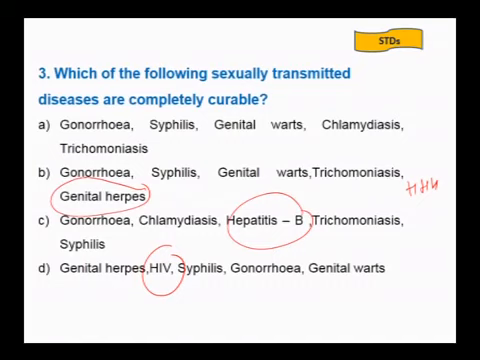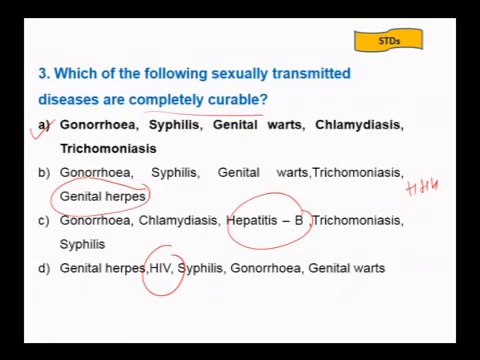So what does the question say? Which of the following sexually transmitted diseases are completely curable? This is the right option: gonorrhea, syphilis, genital warts, chlamydiasis and trichomoniasis. These are the diseases which are completely curable. Therefore, A is the right option.